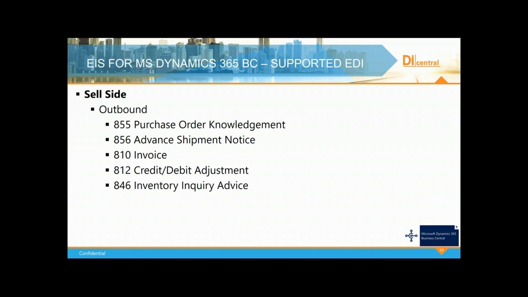846, we have inventory advice. 832, we have price and sales catalog. And 940, we have warehouse shipment orders. So these transactions are supported by EDI Central.